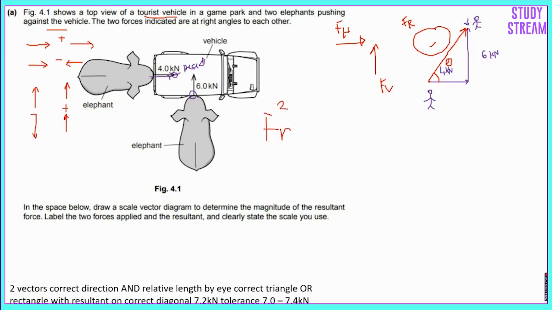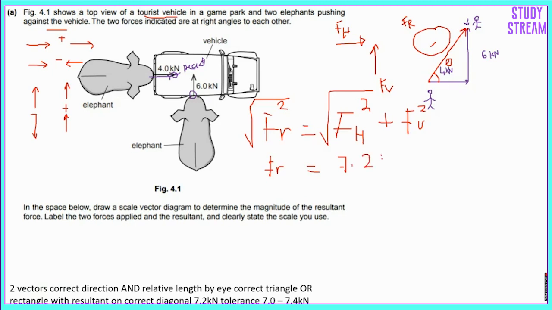Yes, you can say the resultant force squared is equal to the horizontal force squared plus the vertical force squared. And then when you get the answer, you take the square root of everything on the right side and the left side here. So what is the value? 7.2, right? Anybody has an issue with how to solve these kinds of questions, how to square a number, how to get the square root of a number?